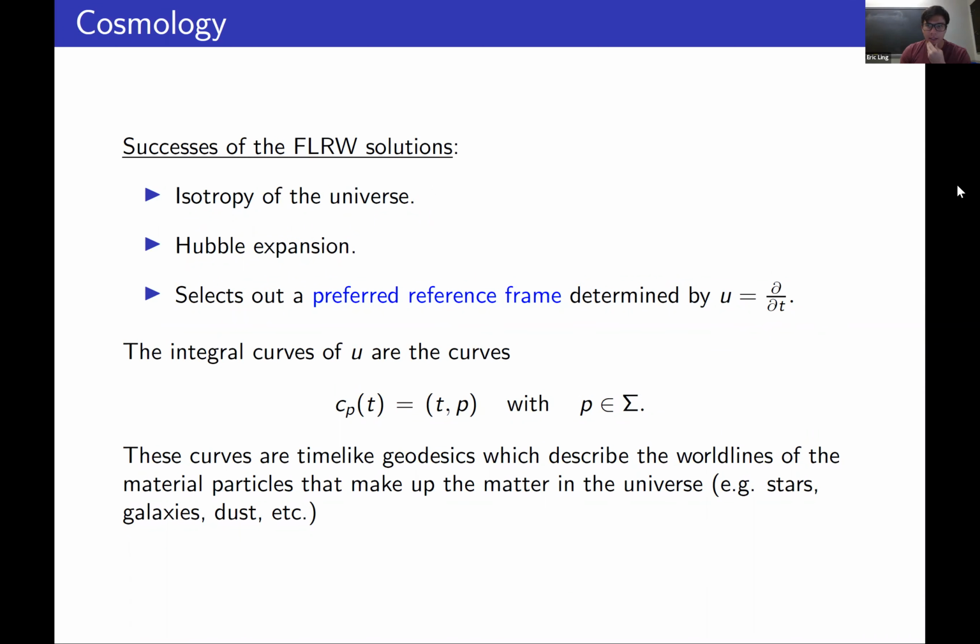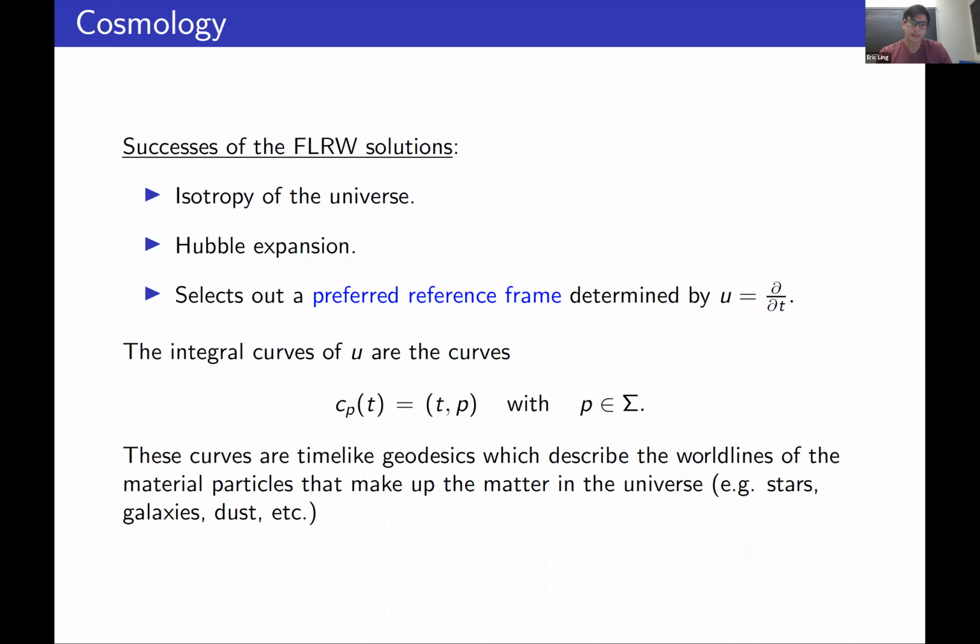So the successes of these cosmological models, these FLRW solutions, is that they inherently have the isotropy of the universe contained in them through the isometry groups that you saw. They describe the Hubble expansion that we observe, right? We observe the redshift of hydrogen from distant galaxies, and this goes well with having the universe modeled by an expanding FLRW model. And then importantly, what I think is really important is that it selects out a preferred reference frame.